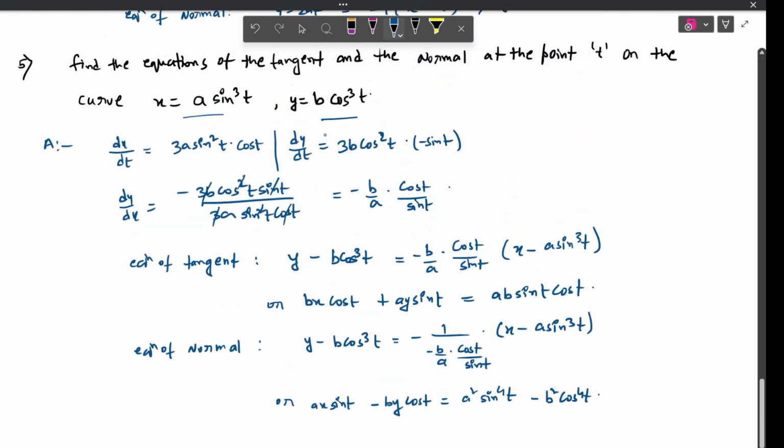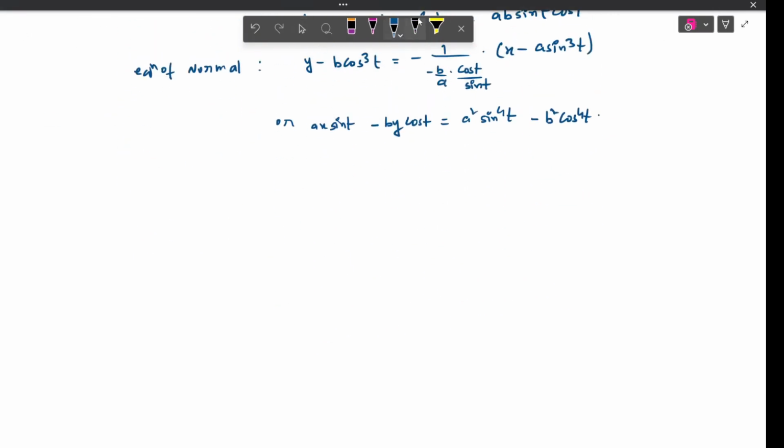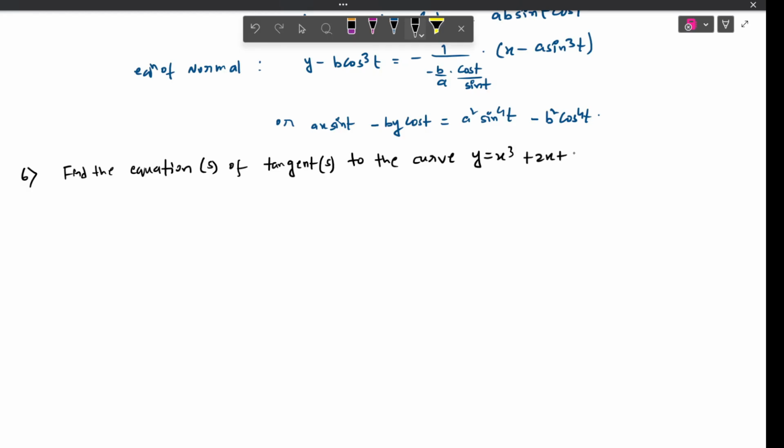Now let's see another question. This should be question number 6. Find the equation or equations of tangent or tangents to the curve y equals x cube plus 2x plus 6, which is perpendicular to the line x plus 14y plus 4 equals 0.